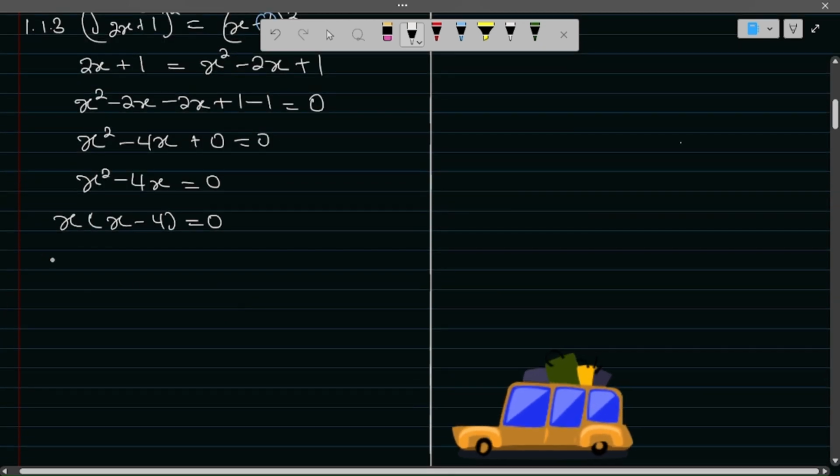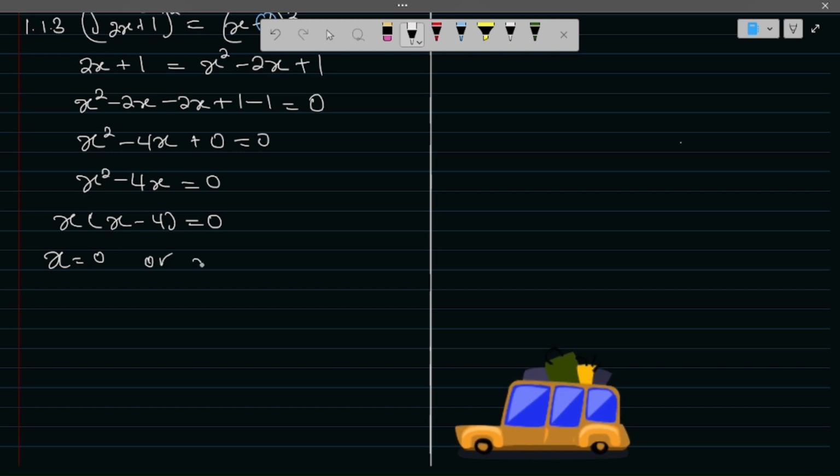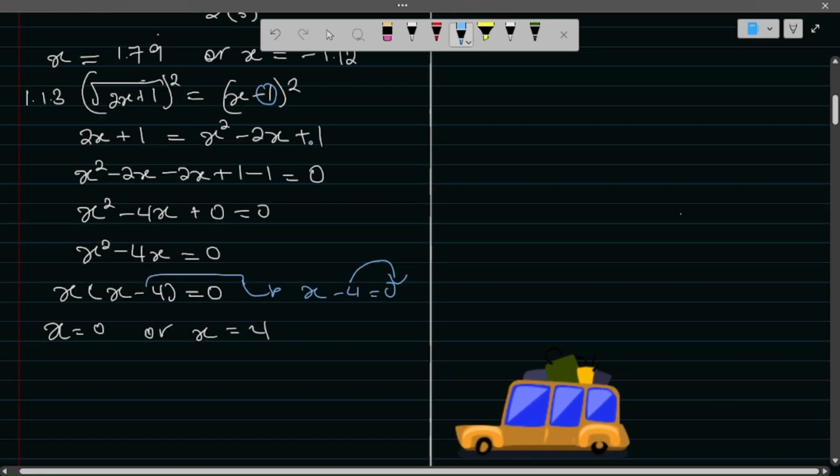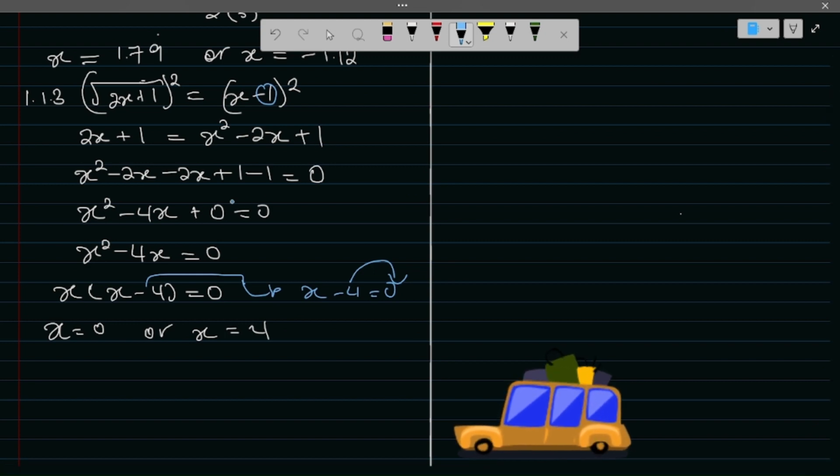So basically we're going to be left with x is equal to 0, or x is going to be equal to 4, because this will be x minus 4 is equal to 0, and then you take this 4 outside, over the equal sign, and it becomes plus 4, right? One thing that I would also like to motivate is that we need to check whether our values are correct basically.